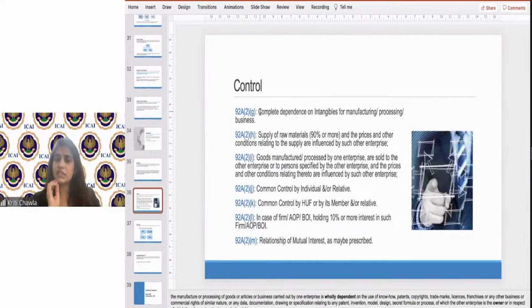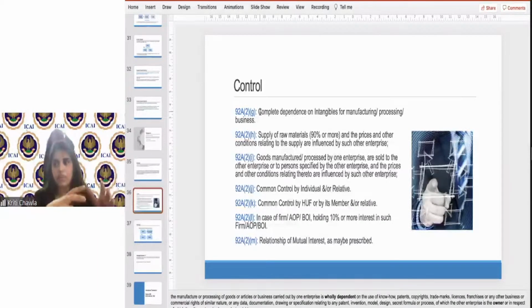The next few instances are instances which I've divided into control, which basically says 92A2G, which says that if there is complete dependence on intangibles for manufacturing, processing, or for business. That basically means that, let's say there is a company and this company is manufacturing a watch. Now, this company is able to manufacture this particular watch only because it is getting an intangible, which is basically a trademark or a know-how. And this particular know-how is actually legally owned by company 2.